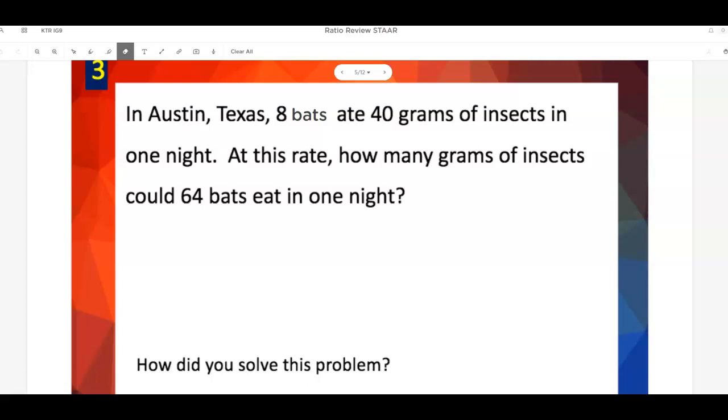Okay. So you are going to set yourself up a proportion to find this answer. You can have bats on the top or on the bottom. It doesn't matter as long as you have the same unit across from it.